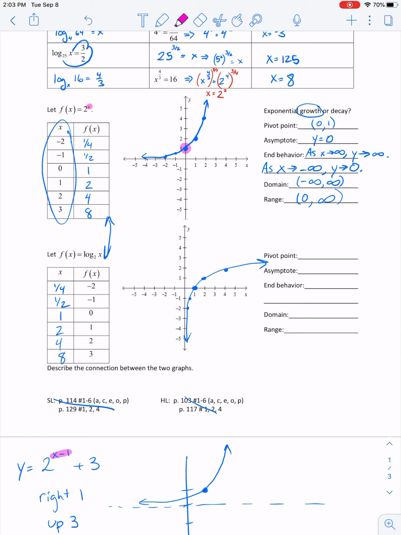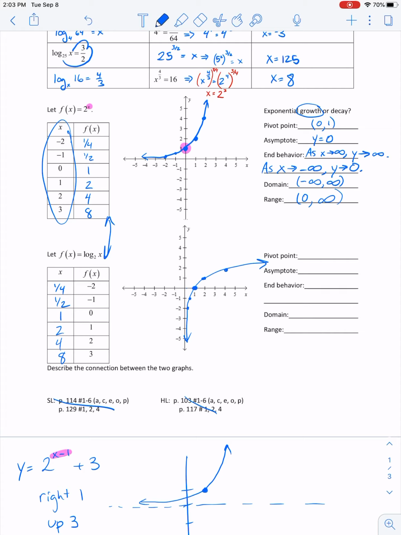And once again, notice we've just flipped our x's and our y's between these two graphs. What we've done is reflected it over the line y equals x.